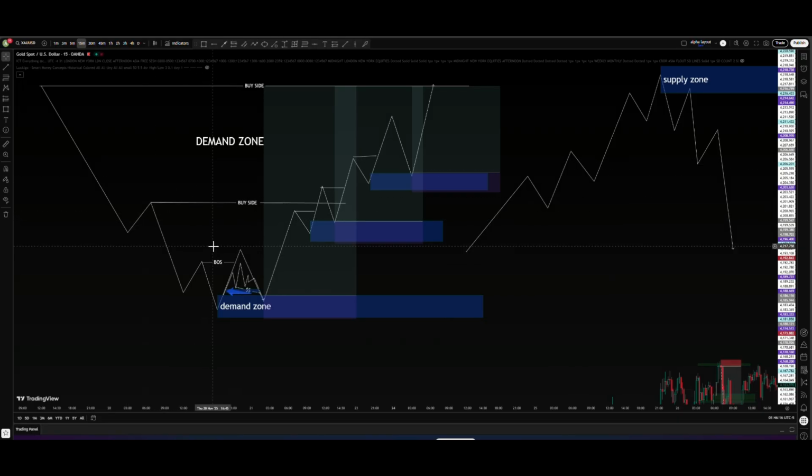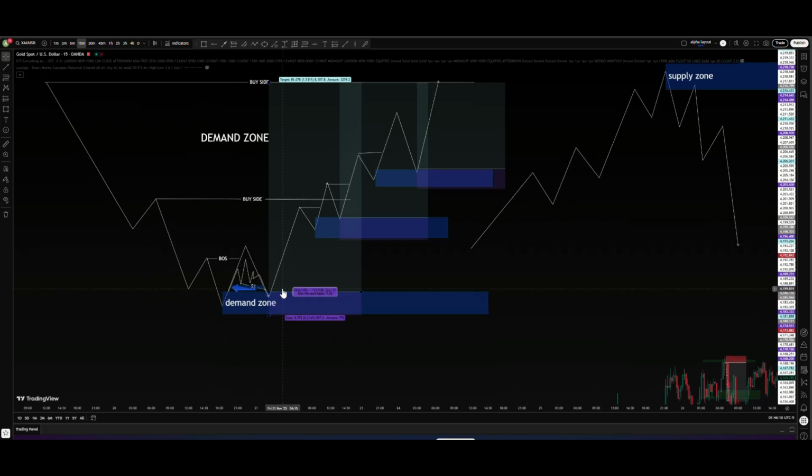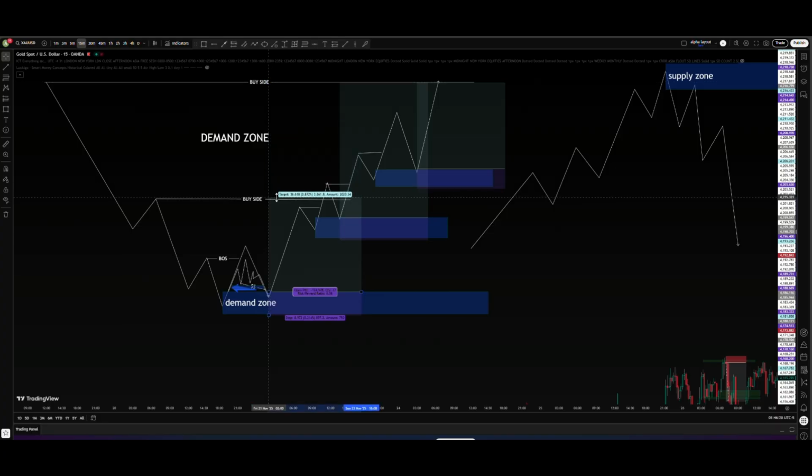Okay. So this is where we take the trade here. This is where we place our trade, and we target buy side liquidity, this one here. If you place that one, you're going to be risking 8 pips, or let's say we are risking $100.